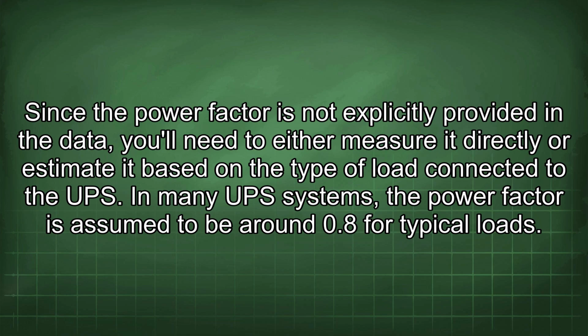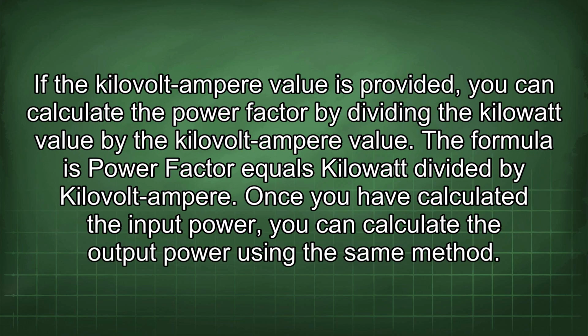Since the power factor is not explicitly provided in the data, you'll need to either measure it directly or estimate it based on the type of load connected to the UPS. In many UPS systems, the power factor is assumed to be around 0.8 for typical loads. If the kilovolt ampere value is provided, you can calculate the power factor by dividing the kilowatt value by the kilovolt ampere value. The formula is power factor equals kilowatt divided by kilovolt ampere.